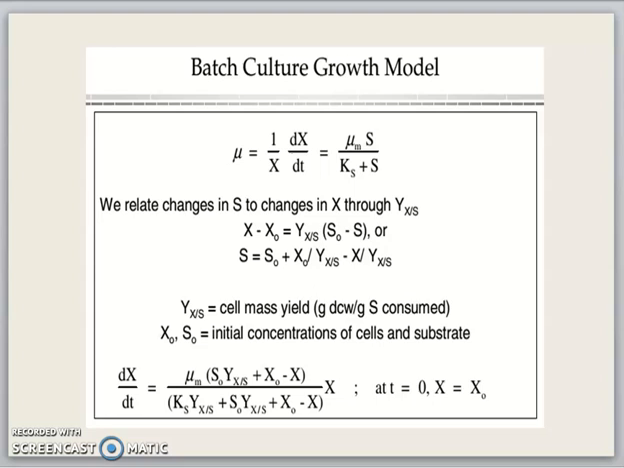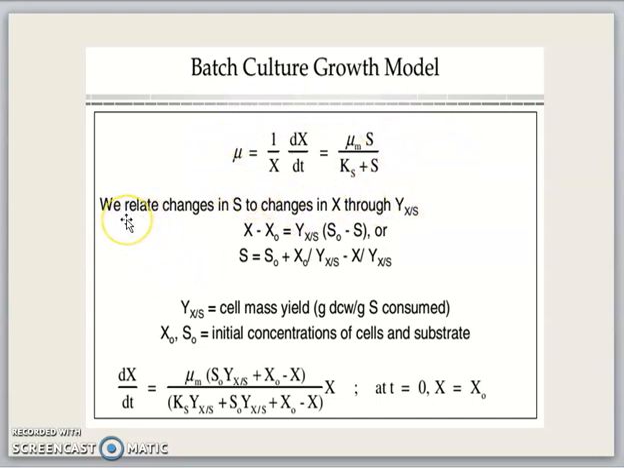This is the batch culture growth model. As mentioned in the lecture before, the equation mu equals 1 over x dx/dt is equivalent to the Monod equation, mu equals mu m s over Ks plus s. This is a very important equation.